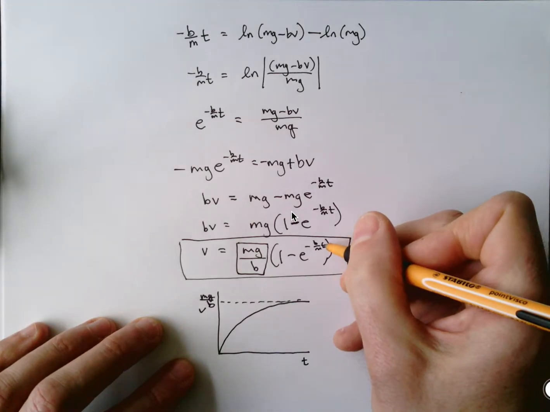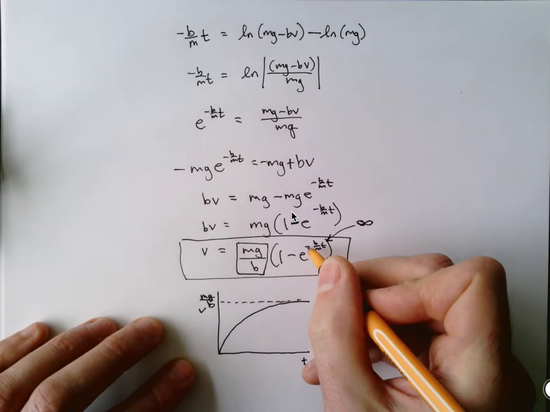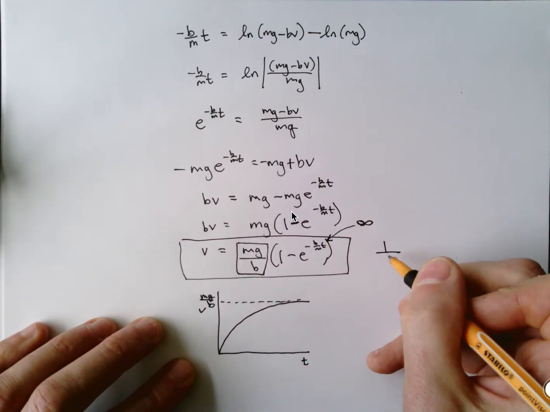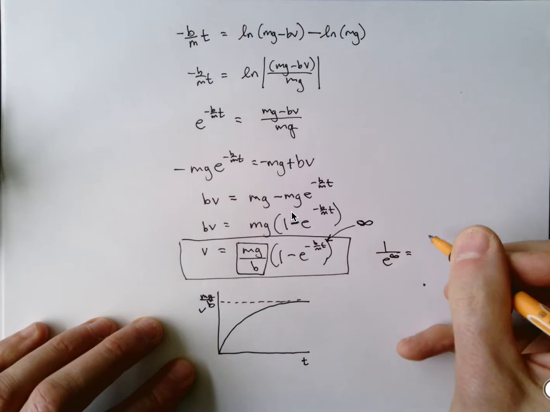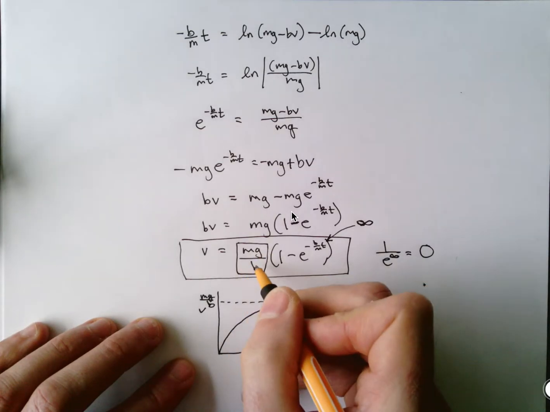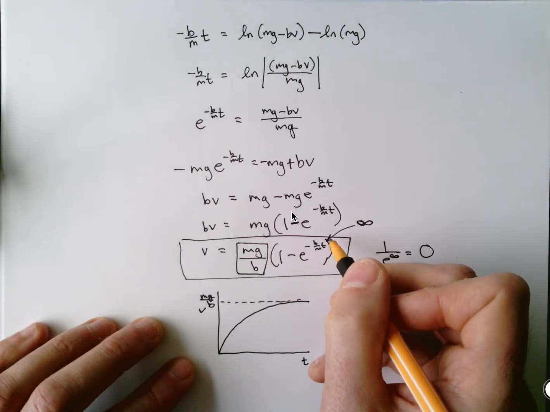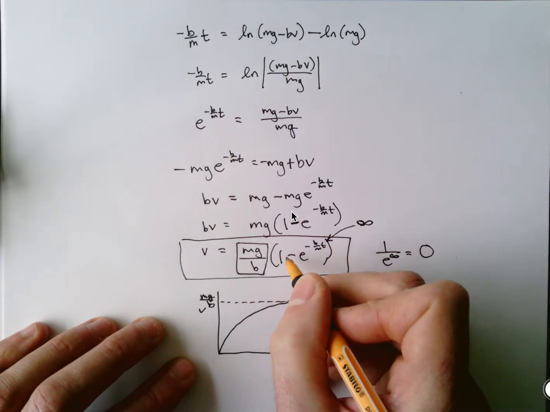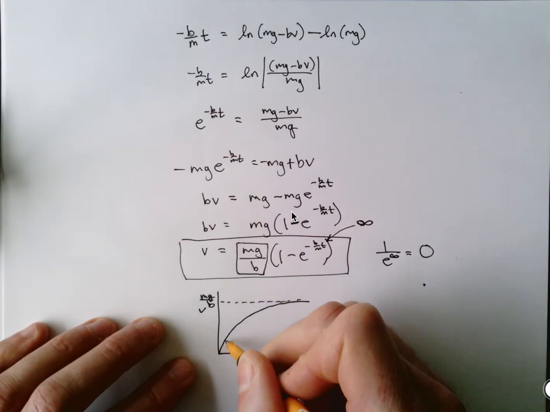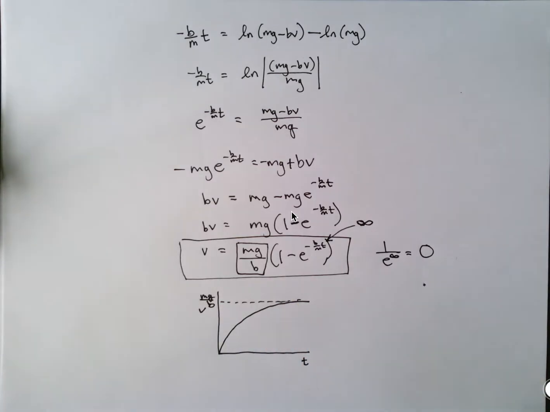In fact, put in infinity. What if we put in infinity for time there? You have e to the negative infinity. That's basically 1 over e to the infinity. Well, that's pretty much equal to 0. So you'd have 1 minus 0. In other words, you'd have mg over b. So this equation becomes the terminal velocity after a very long period of time. And this expression, 1 minus e to the negative something, is very typical of this shape right here. I call it exponential growth toward an asymptote. So that's our equation for velocity.